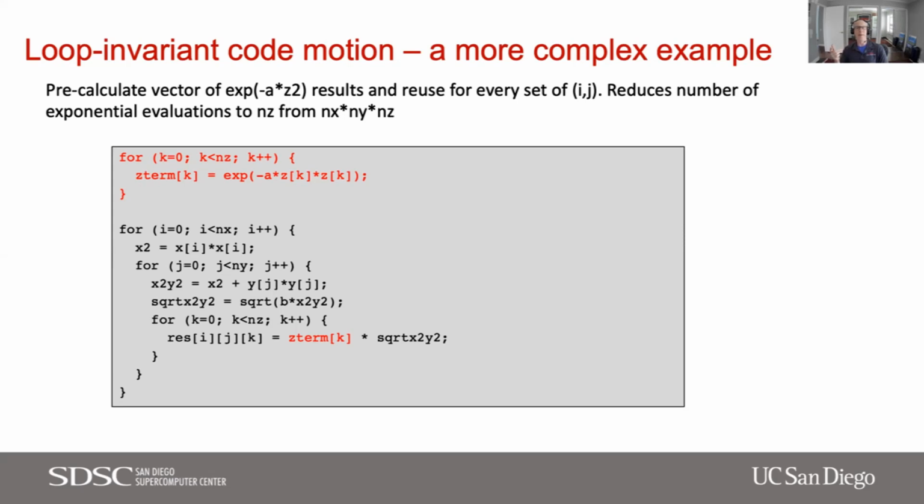So in fact, pre-calculating this reduces the number of exponential evaluations to nz from nx times ny times nz. So we have reduced the amount of work calculating those exponentials by a factor of the horizontal grid dimensions, nx times ny. And this is something that was actually implemented in the code and resulted in a tremendous speed up, since exponentials are very expensive to calculate.